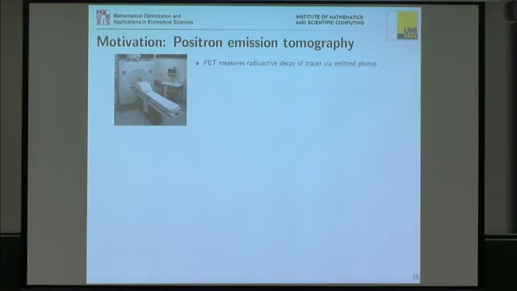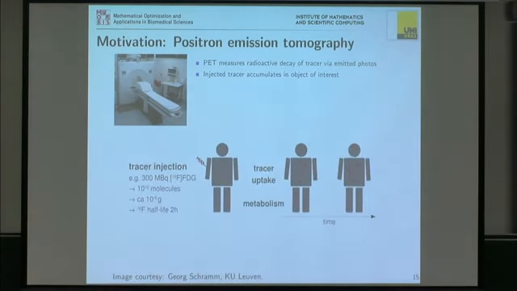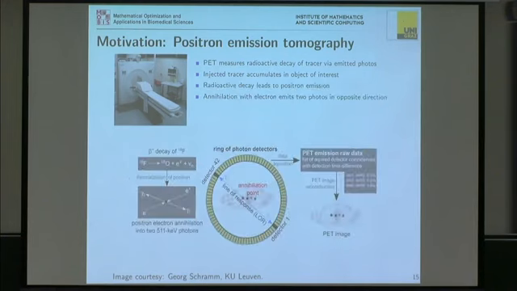So what happens in PET imaging? Well, in PET you have some radioactive tracer which is injected into the body. And what you measure is the decay of this tracer essentially. So you inject the tracer into the person, you wait some time, the tracer accumulates, and then it decays, and due to this decay it emits some photons.